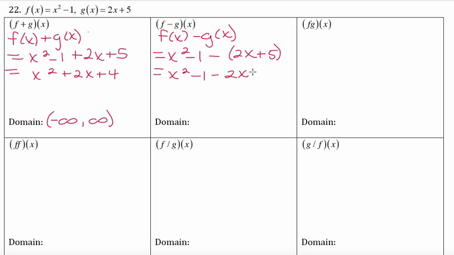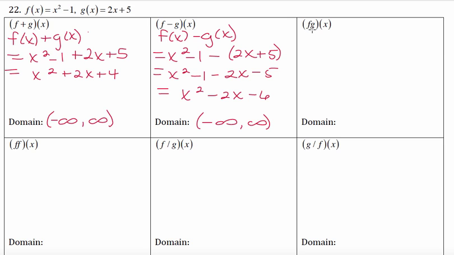So we end up with negative 2x minus 5, and then you're going to combine like terms. We have x squared minus 2x minus 6. And our domain is the same as f plus g of x. It's the intersection of the domains of f and g, which is negative infinity to infinity.